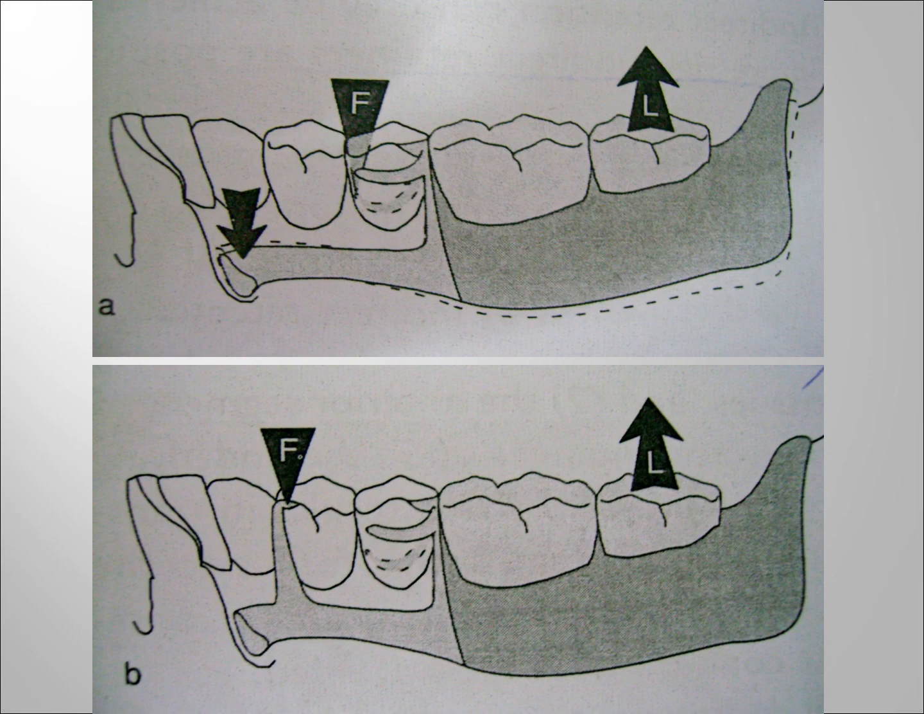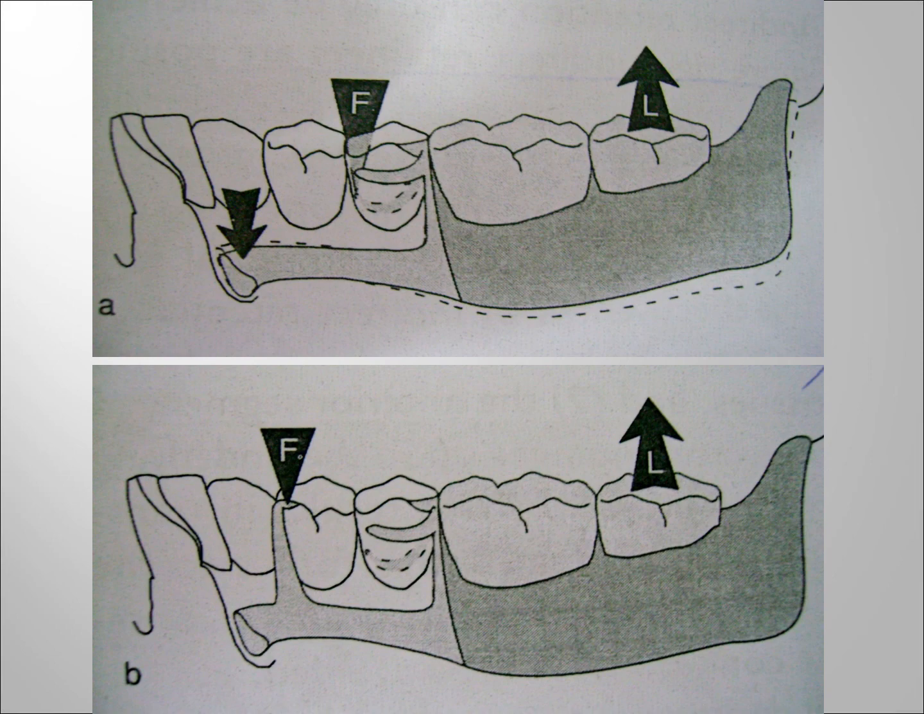It resists sinking of the anterior part of the prosthesis, anterior to the fulcrum line. It resists the sinking of the anterior part of the prosthesis, and thus indirectly resists the movement of the most distal extension away from the tissues. So that's how it works.